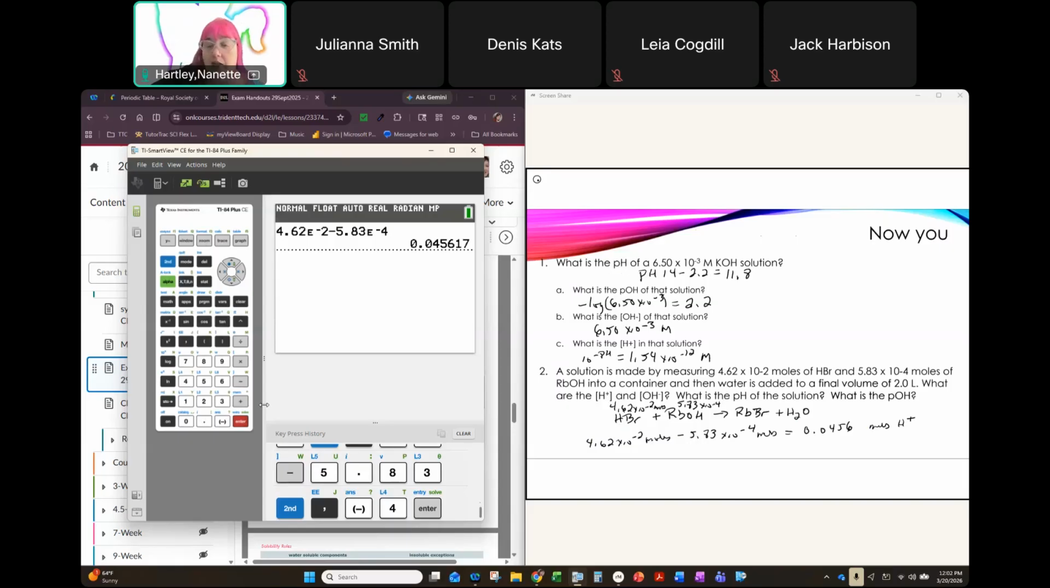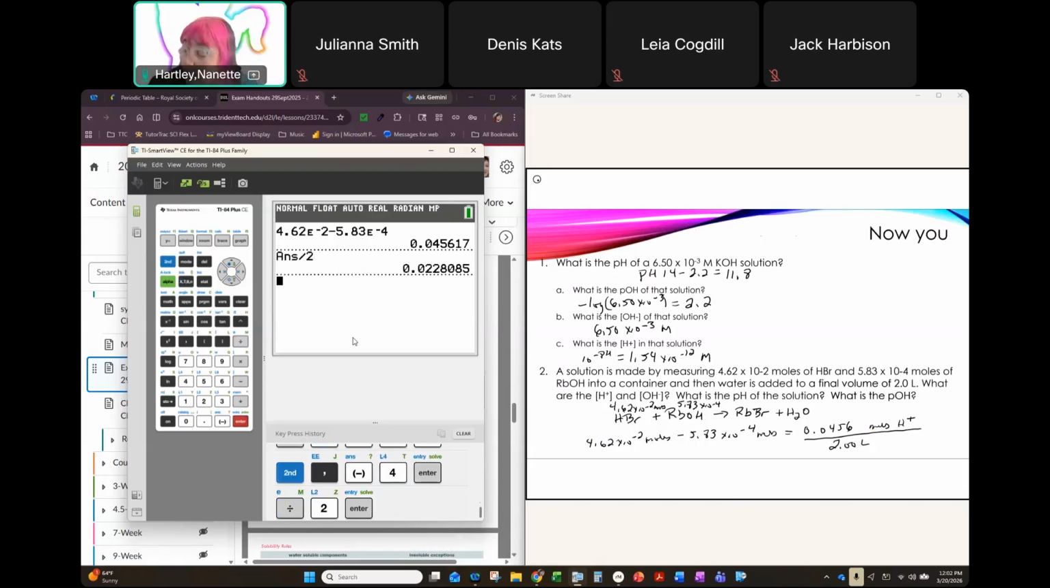Now I'm in moles. I have to get to molarity. Because this is not in a 1 liter solution, I have to divide by the volume that it has, which is 2 liters. So I have to divide this thing by 2 to make sure that I know what that concentration is. So that's the concentration that I have that I need to work with. And that's my H plus.